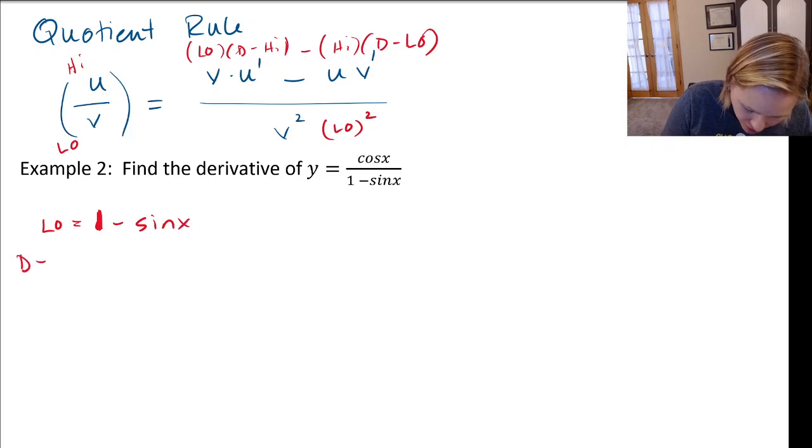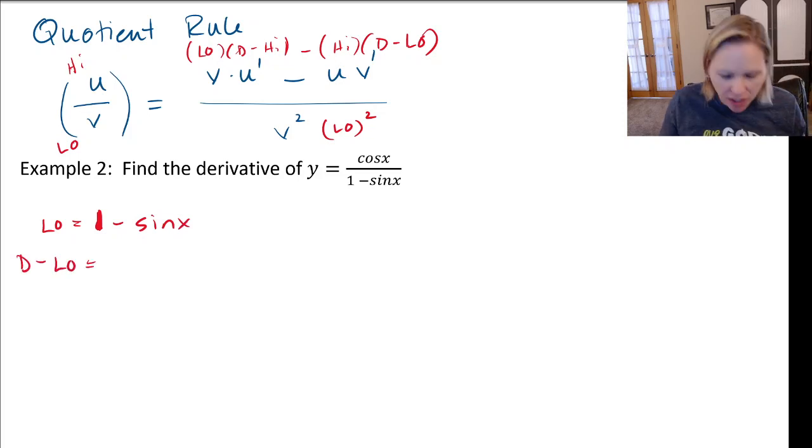The derivative of the low, okay, now this is where it's tricky. So you have 1 minus sine x. Well, that negative is like a -1, right? So just like when we do our power rule with our polynomials, we want to keep that constant that's in front. So my derivative is still going to be negative, but this time it'll be negative cosine.